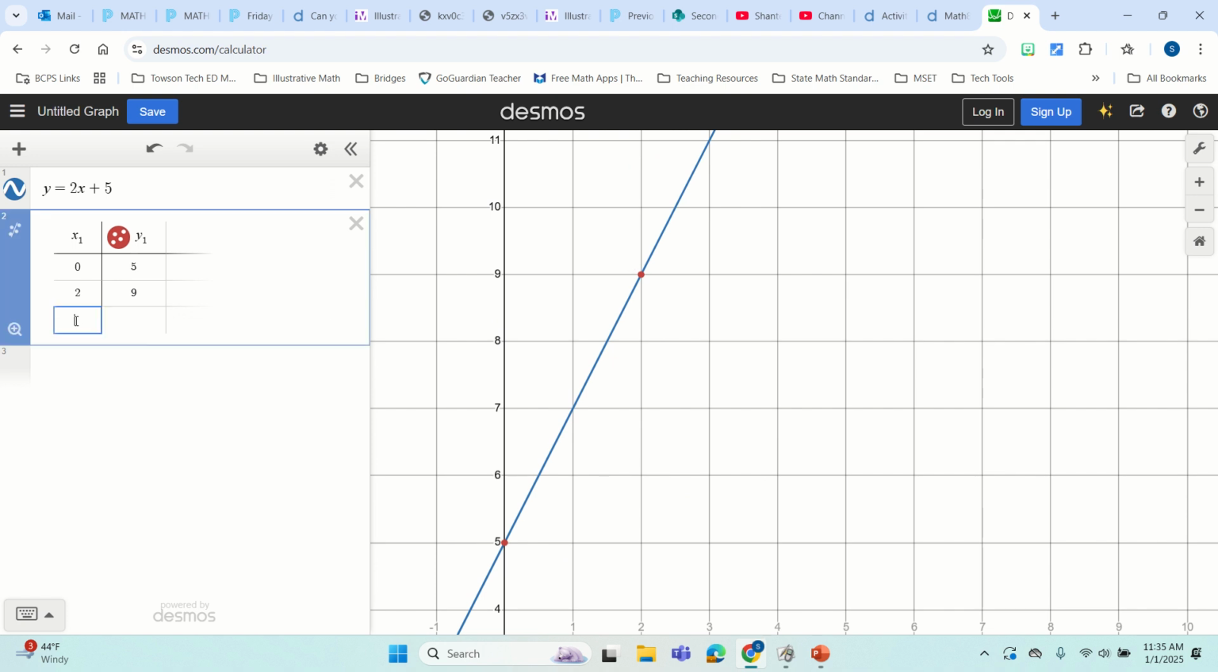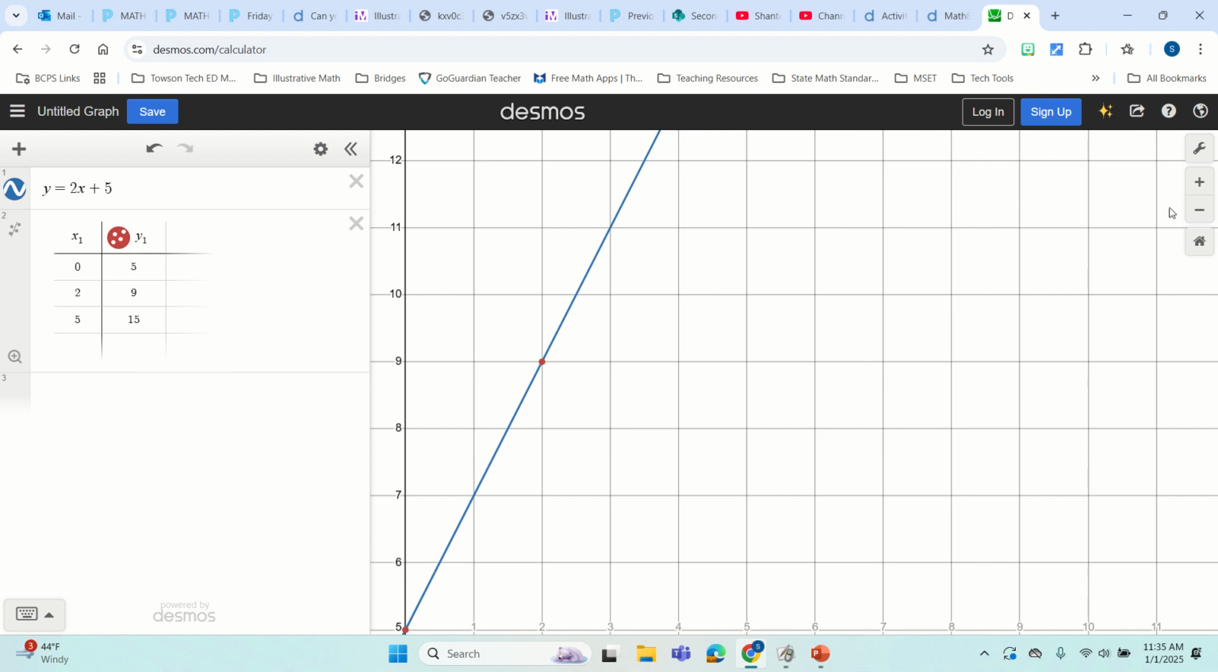All right, let's do one more. Let's say we want to ride 5 rides, so x is 5. 2 times 5 is 10, but we still have to have that plus 5. We still had to get into the park, into the carnival. So if I ride 5 rides, I'm going to pay a total of $15.